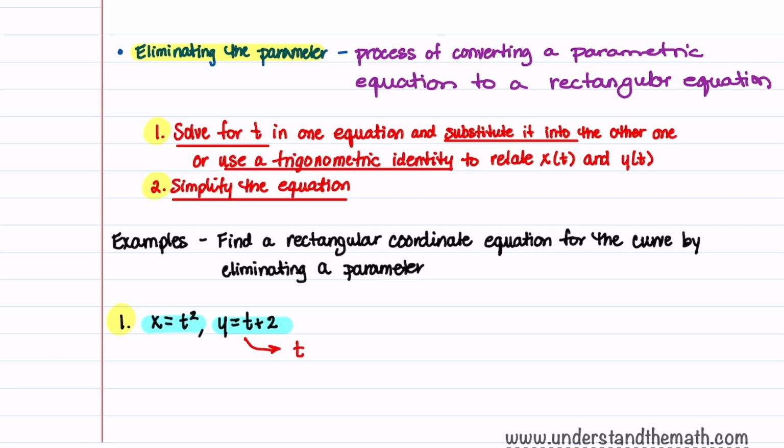We get t is equal to y minus 2, and that gives us x is equal to the quantity y minus 2 squared. This equation can't be simplified any further, and you might recognize this as an equation describing a parabola that opens to the right.